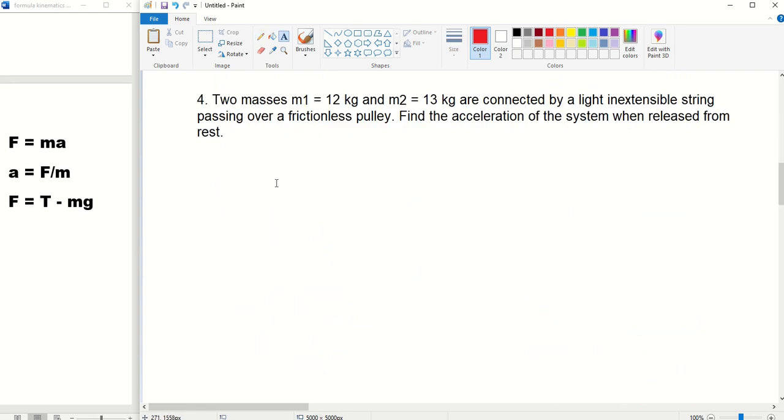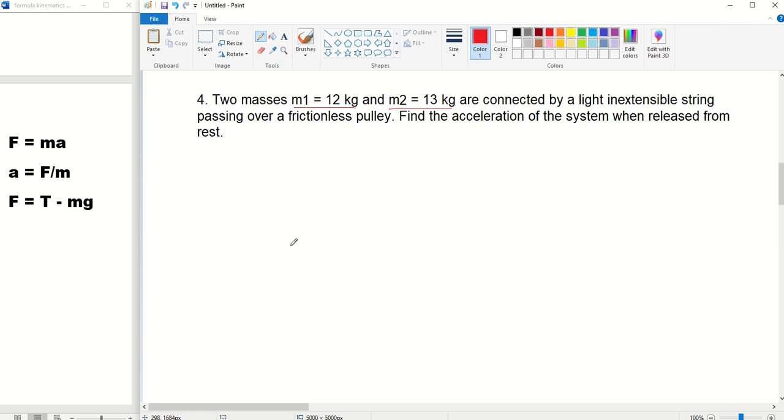So, ngayon, ito na yung fourth problem natin. So, similar siya dun sa problem solving, yung isa sa item doon. So, ito, pulley na naman, 2 masses, M1 is equal to 12 kilograms and M2 is equal to 13 kilograms. Connected siya by a light inextensible string passing over a frictionless pulley. So, almost the same siya dun sa naunang problem sa previous video. So, ang question is, find the acceleration of the system when released from rest. So, ngayon, identify natin ang given. Meron tayong mass 1, 12 kilograms, mass 2, 13 kilograms.